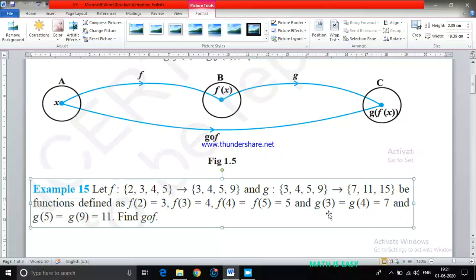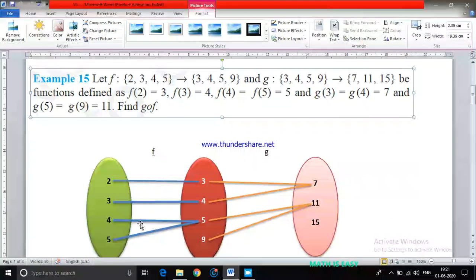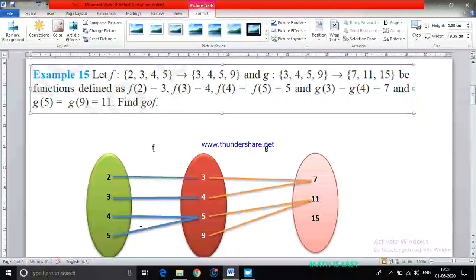Now g of 3 equals g of 4 equals 7. That means 3 and 4 both map to 7. And g of 5 and g of 9 both map to 11. Then you have to find gof. So we'll take the help of diagrams to understand it more clearly.